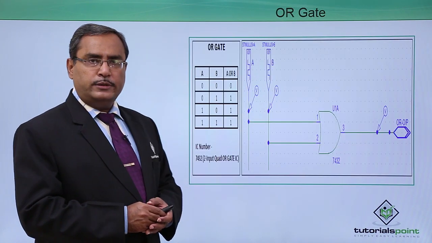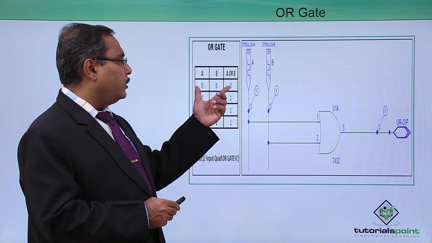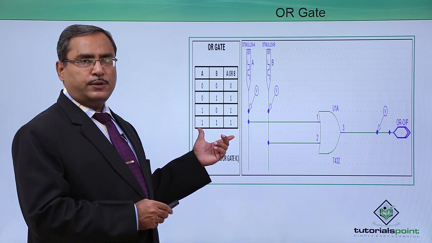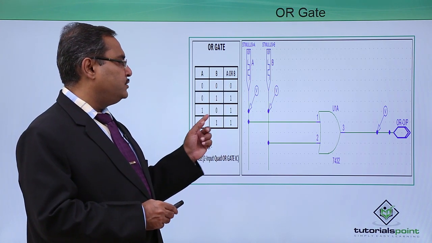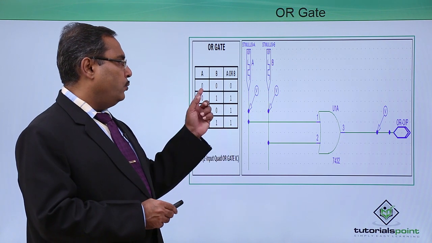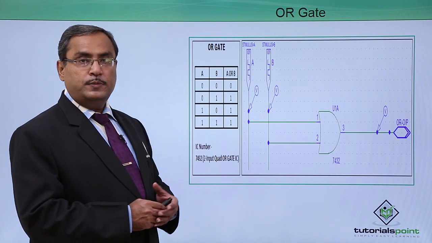So at first we are starting with this OR gate. This is the OR gate truth table. We know that in case of OR gate, when any one of the inputs is 1, then the output will be 1. When all the inputs are zeros, then the output will be 0.